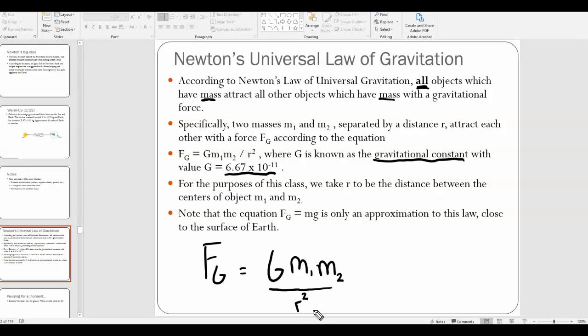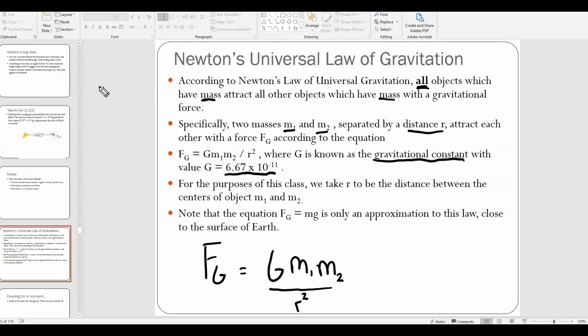r squared. And this is where people get a little confused because we've been using r for radius everywhere up to this point in this unit. This r does not represent radius. This r is the distance between mass 1 and mass 2. Unfortunately, or not, it has the same symbol as radius, but this is not radius. This r is distance. And so this equation allows us to calculate the gravitational force between any two masses as long as we know their masses and we know the distance of separation between them.